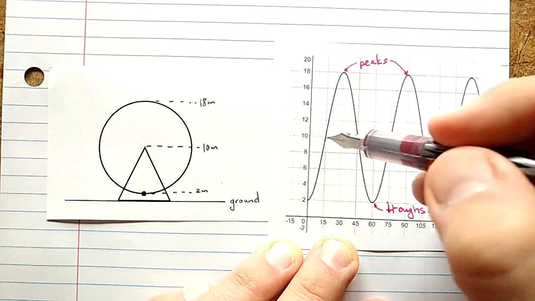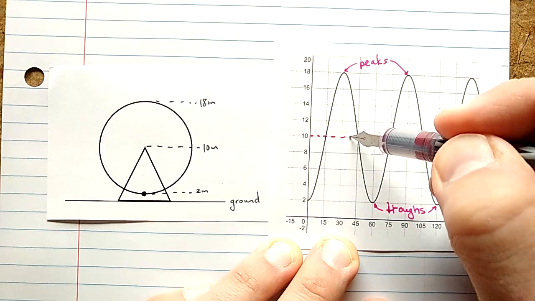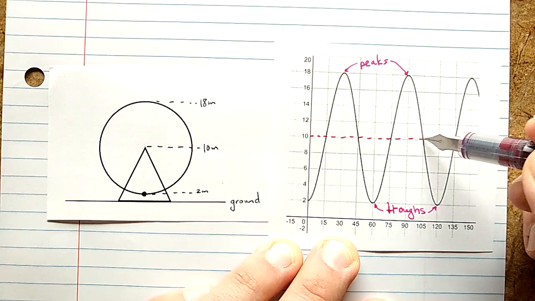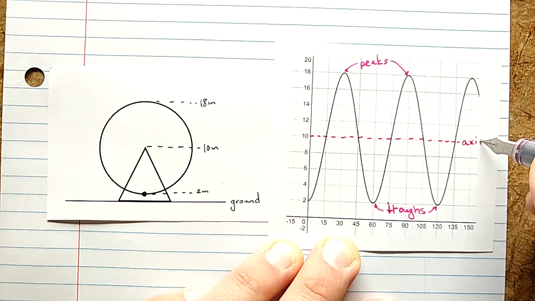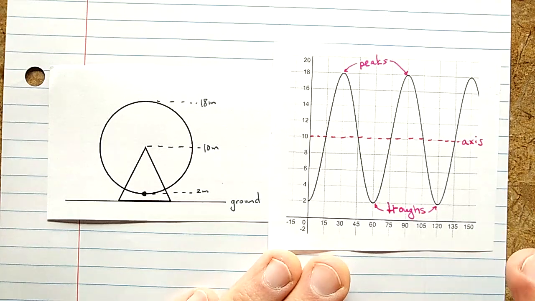And this center area that we mentioned, this 10 meters off the ground, that's exactly halfway between the peaks at the maximum and the troughs at the minimum. That also has a name. That is called the axis. And any periodic function that has both peaks and troughs will always have an axis.